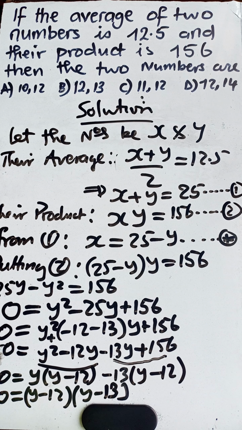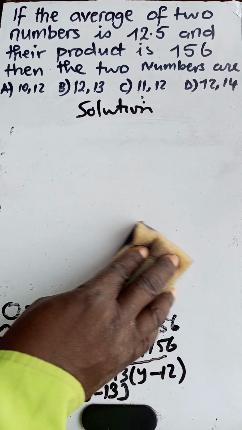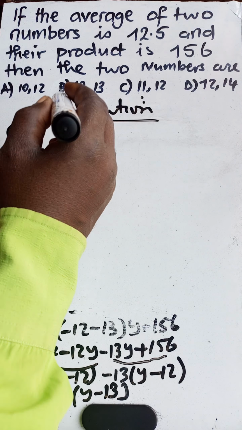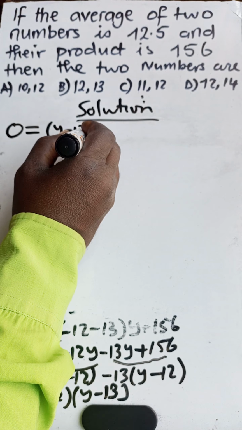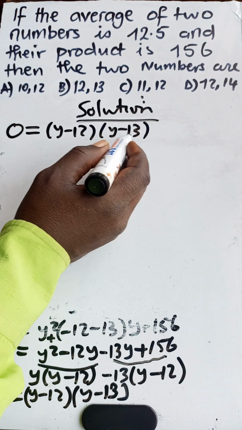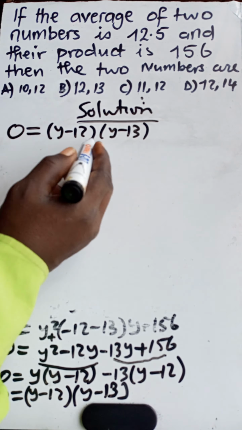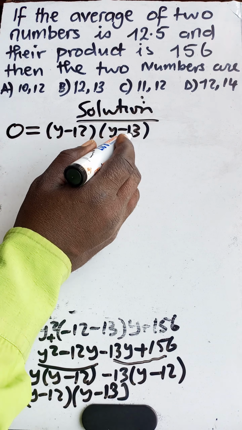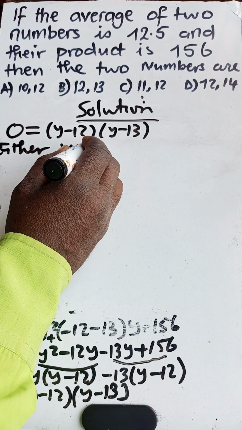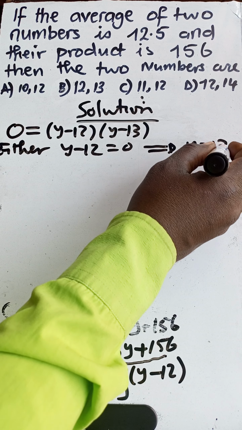Now let's copy this again up here. We have to look for the two values of y. So we have 0 equals y minus 12, times y minus 13. We have the product of two expressions giving us 0. If this product is 0, then either this is 0 or that one is 0. So we say either y minus 12 is 0. If that is true, then y has the value 12.